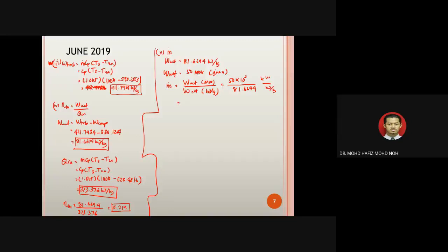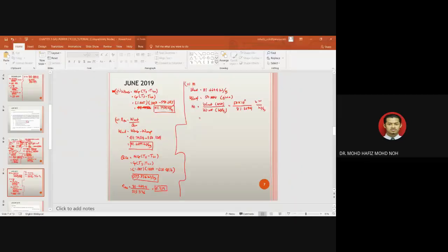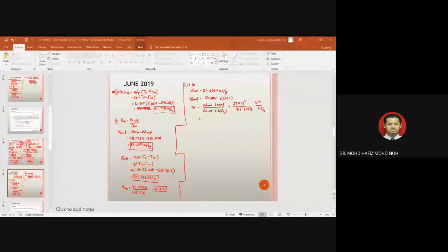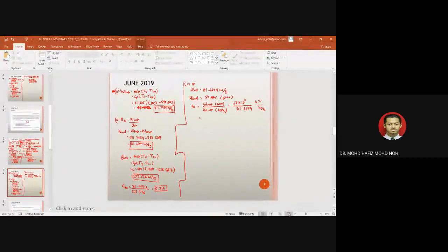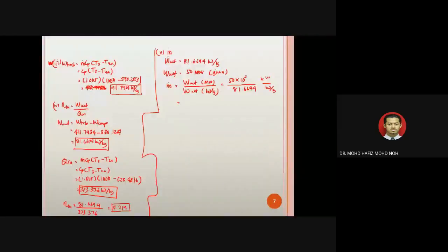So let me check the answer. 50,000 divided by 81.6694. So the mass flow rate is 612.22. Quite large, 612.22.